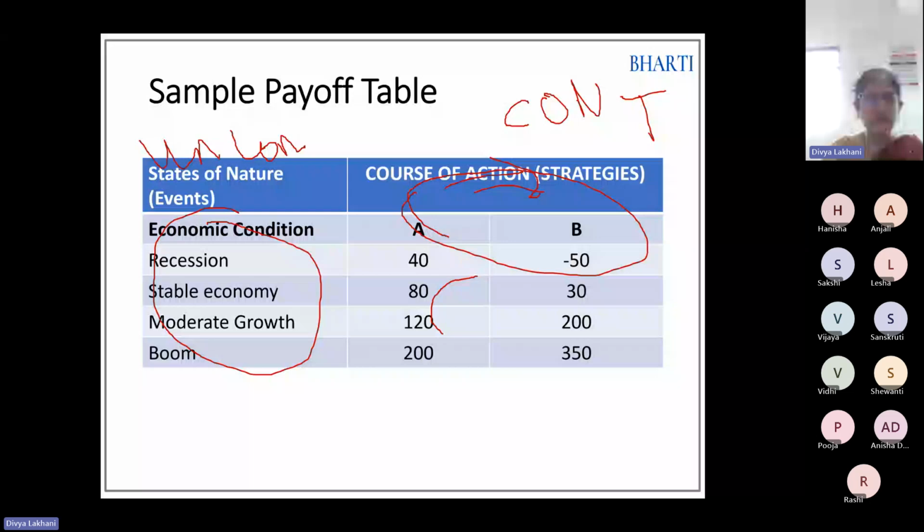So some things are within your hands, controllable factors. This is the course of action. Okay. And these are the things which are beyond your control. Always remember, whenever you're making a payoff table, you have to always write the state of nature on the left side and the action at the top.